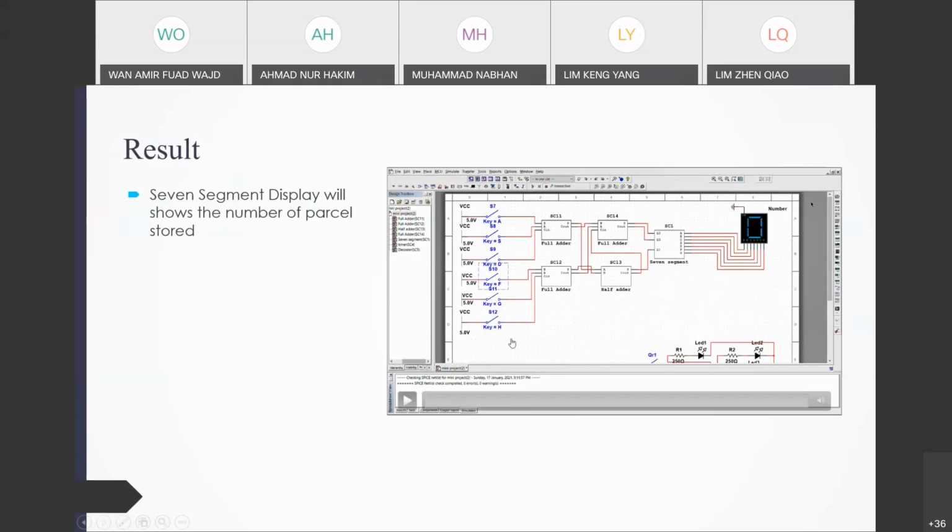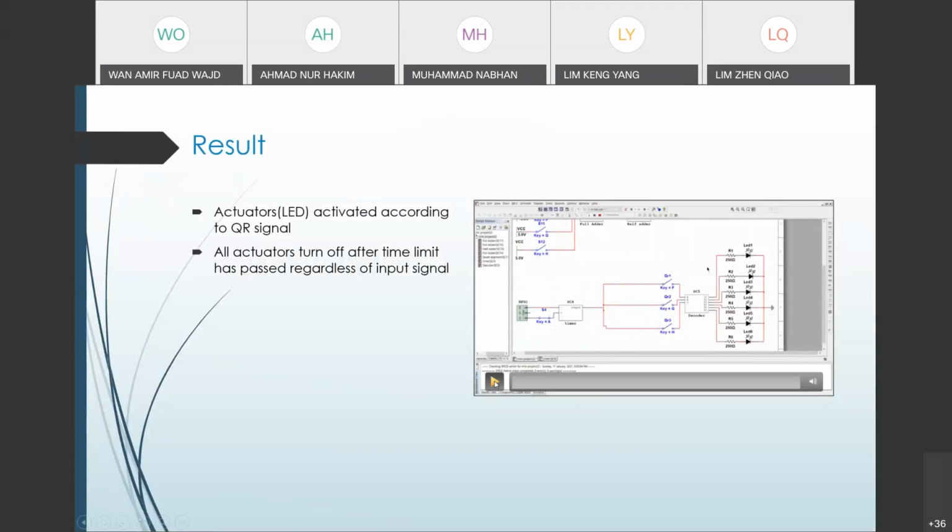Okay, next. Okay, this is the QR scanner part. So let's say when the signal is 001, then the first LED will light up.